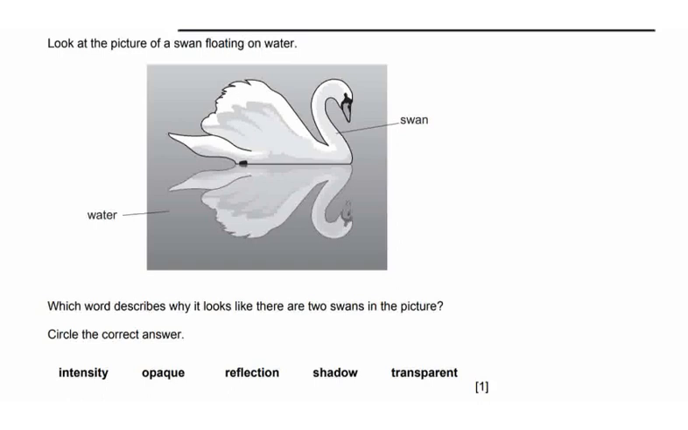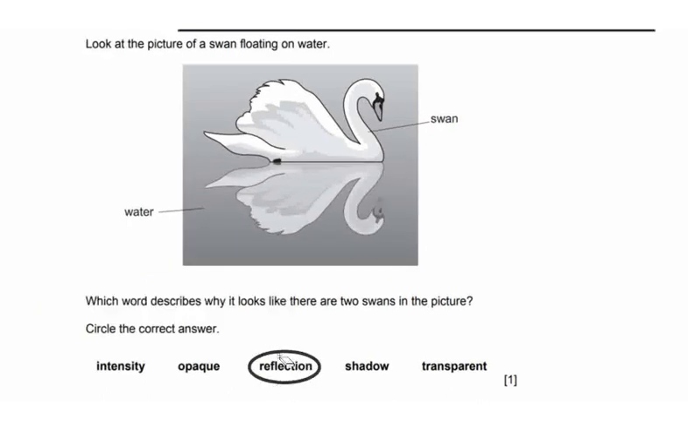Are you done? Let's move to see the mark scheme or the answer and explanation. Well, the answer is reflection, because water can act like a mirror. It can reflect the object, and this is the swan. And that's why we see two swans. One is the object, the one in the water is the image.